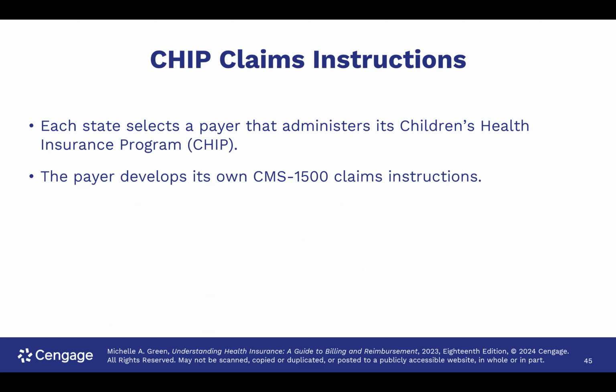And again, with CHIP, each state would select a payer that administers the children's health insurance program, and the payer, in other words, which acts as the middleman, if you will, for Medicaid, would develop its own 1500 claim instructions.